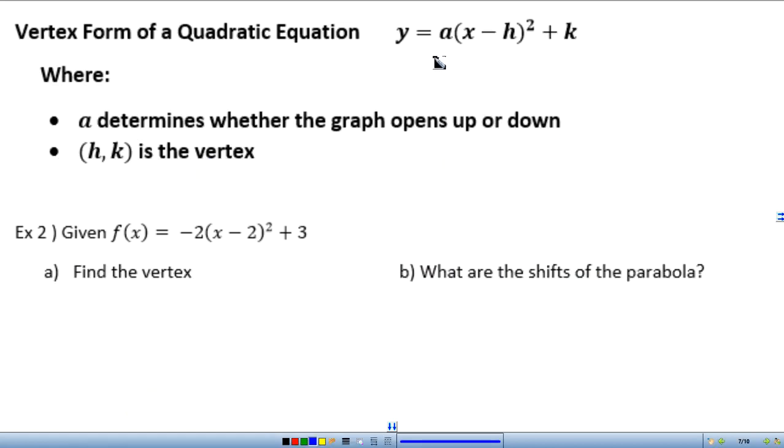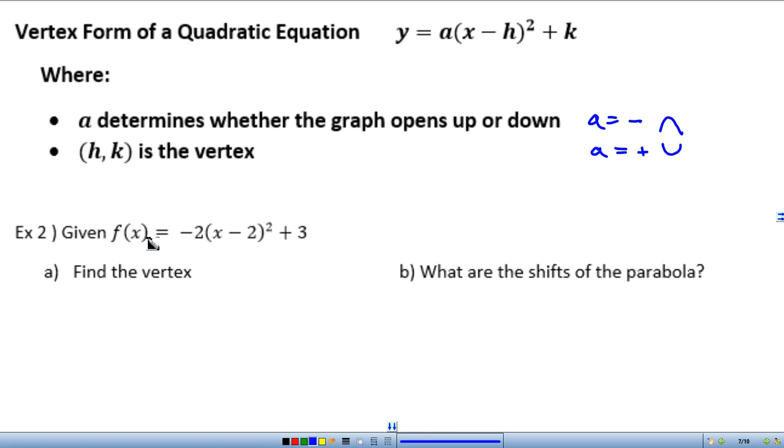So for a quadratic equation, you have y equals a times x minus h quantity squared plus k. So the a determines whether the graph opens up or down. If a is negative, it opens down. If a is positive, it opens up. And (h, k) is the vertex.